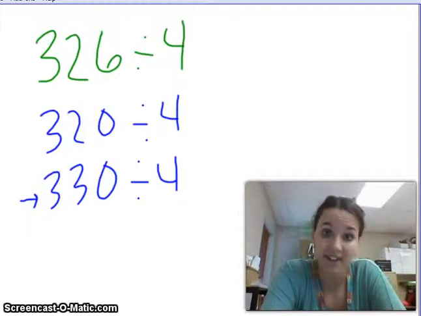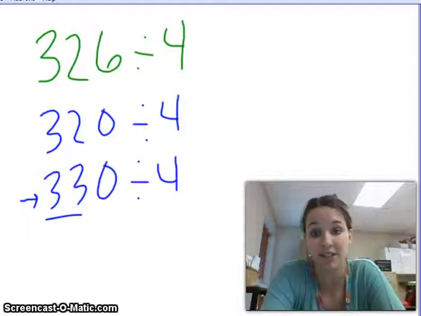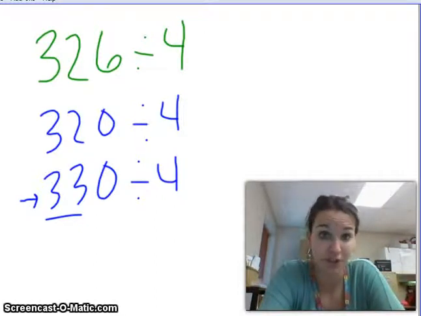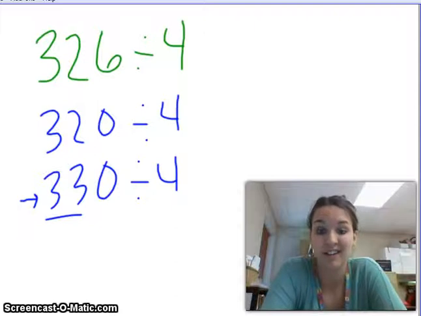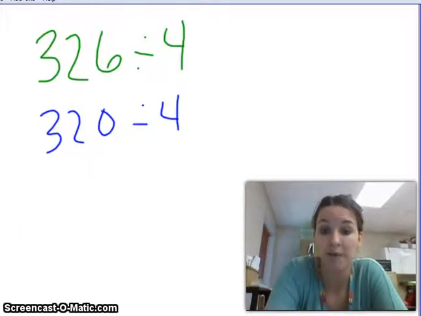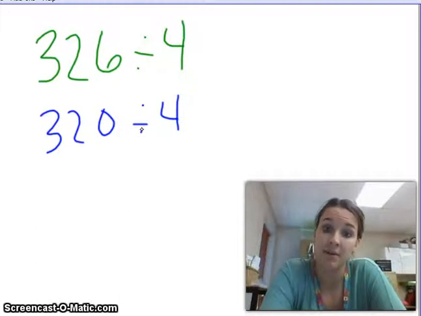So I'm thinking of my basic fact, 33 divided by 4. Well, if 33 divided by 4 is something, then 33 equals 4 times something. I don't know anything times 4 that equals 33. That's not something that I can do easily and mentally in my head. So I'm going to look at 320 divided by 4. Again, I'm going to make it easier.